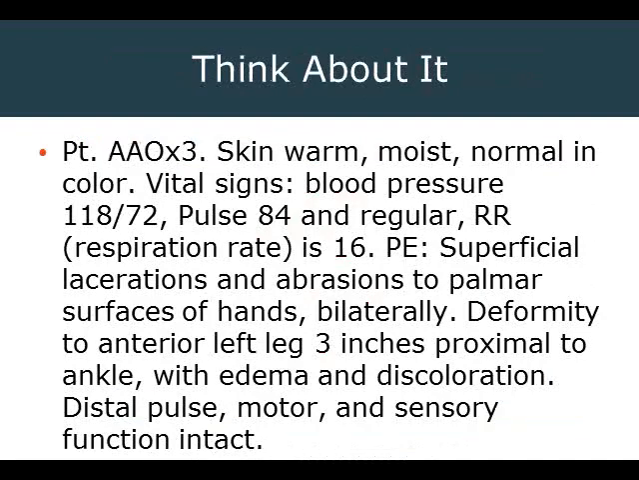All right, so think about what we have here. The patient's AA and O times 3. Skin's warm, moist, normal in color. Vital signs, blood pressure 118/72, pulse of 84 and regular. RR, respiratory rate, is 16. The PE is superficial lacerations and abrasions to the palmar surfaces of the hand bilaterally. Deformities to the anterior left leg, 3 inches proximal to the ankle, with edema and discoloration. Distal pulse, motor, and sensory function is intact.